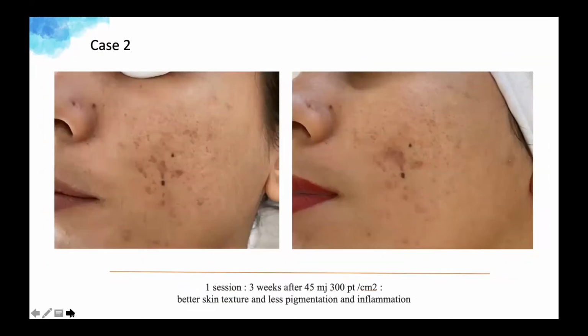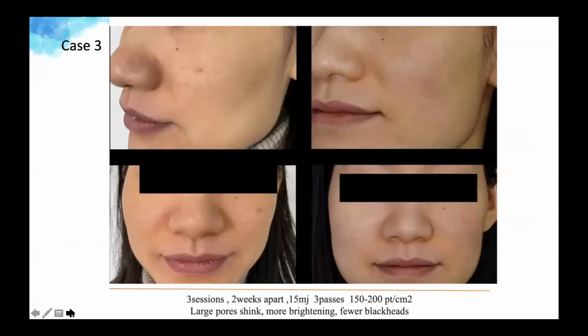Here, this was a patient with acne scars, and there was only 1 session done, and this is after 3 weeks. So we can see that there is an improvement of the texture of the skin, but I do not have more treatment after. I should do, I think, 2 or 3 treatments more. Here is the picture of Wingderm you have seen before. So this is their clinical case.